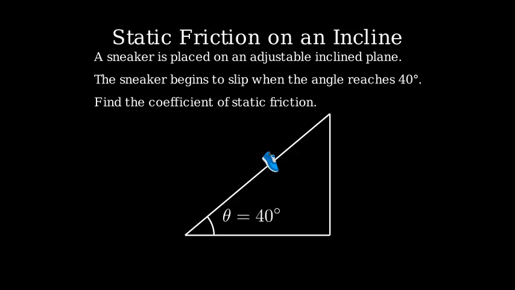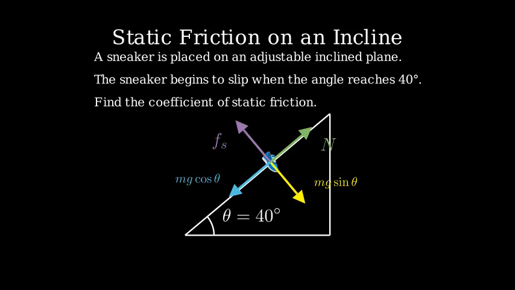Let's analyze these forces. First, we have the weight of the sneaker, mg, acting straight down. We can break this weight into two components, one parallel to the incline and one perpendicular to it. The normal force from the surface acts perpendicular to the incline, and the force of static friction acts up the incline, opposing the component of weight that's trying to make the sneaker slide down.